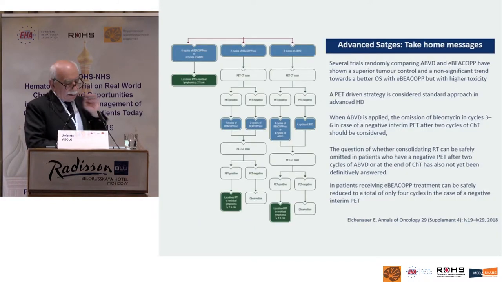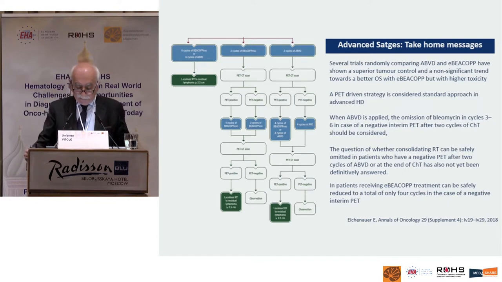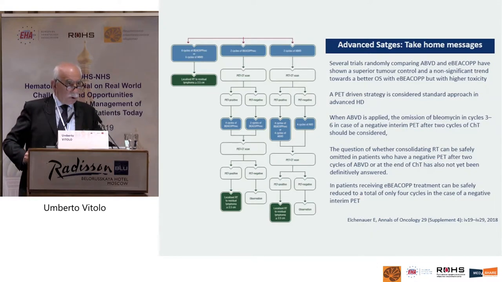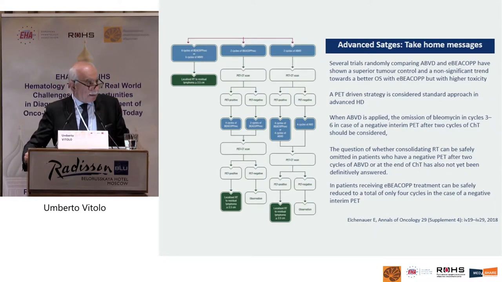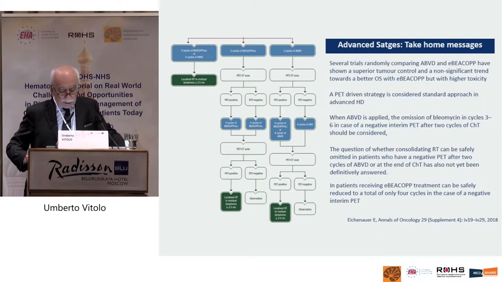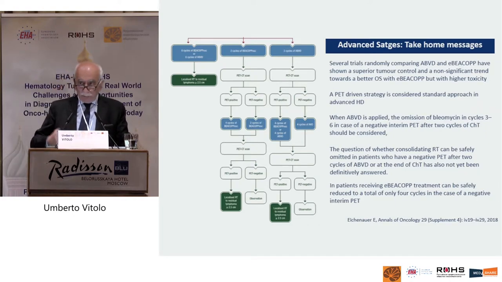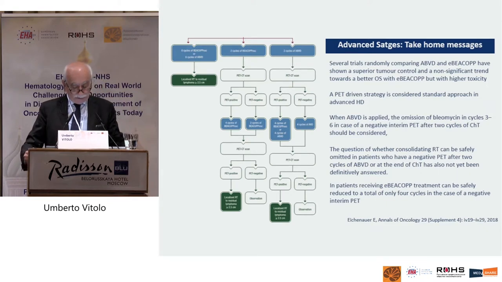In summary, for the treatment of advanced stage Hodgkin lymphoma patients, we know that we have two main regimens, ABVD and escalated BEACOPP. Escalated BEACOPP may have superior tumor control, however the overall survival is almost superimposable, and escalated BEACOPP has a definitely higher toxicity compared to ABVD. However, I think that a PET-driven strategy in advanced Hodgkin lymphoma patients is the best strategy to improve the outcome of the patient and to reduce the toxicity.